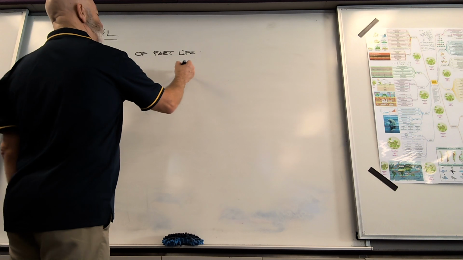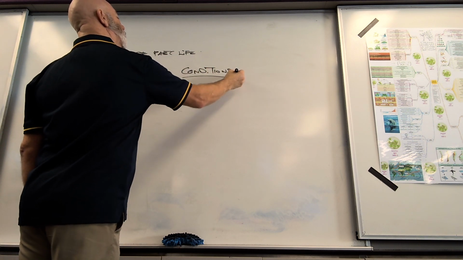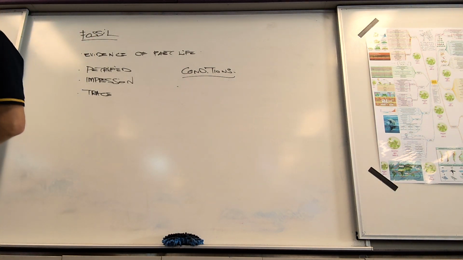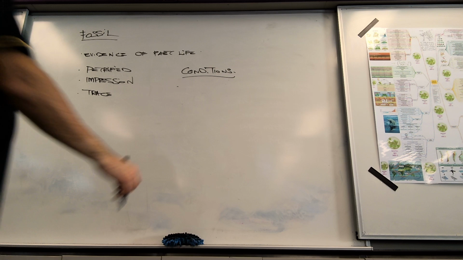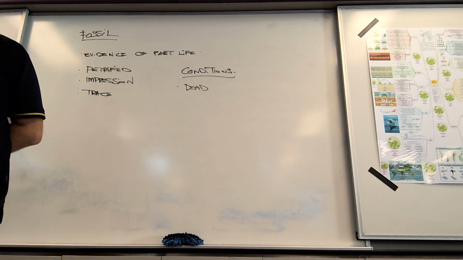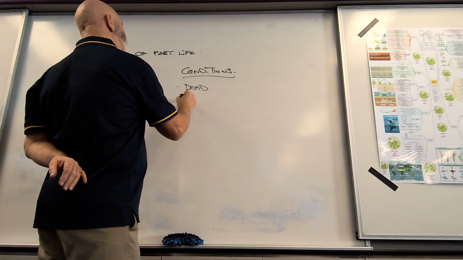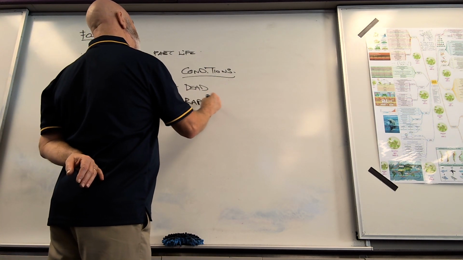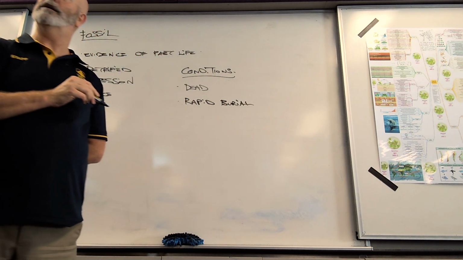Conditions for fossilization. So for something to become a fossil, what does it first have to be? Dead. So first of all, it needs to die. And sometimes it dies whilst this second thing is occurring. Sediment builds up. Rapid burial. It needs to be rapidly buried by sediment.